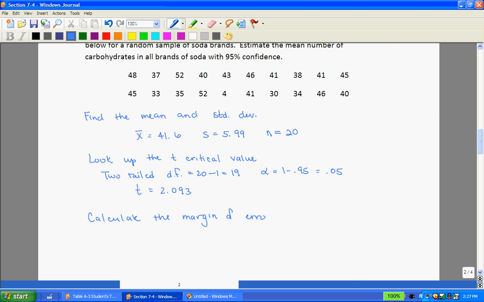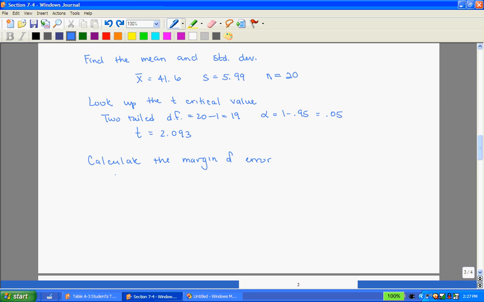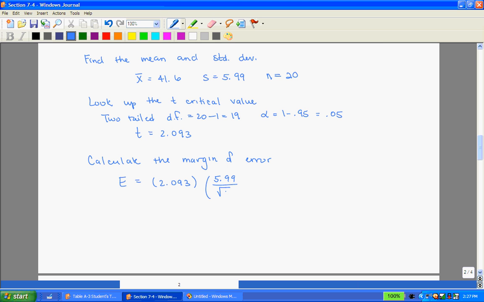we're going to calculate the margin of error. So in our above formula, for E, we're going to take that t-value, 2.093, times the standard deviation, 5.99, divided by the square root of the sample size, which is 20, and we get 2.80337 if you keep a couple of different places. So that's the margin of error.